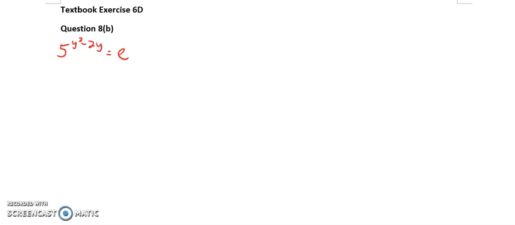Okay, in question 8, in fact question 8b, we have to solve it by taking log on both sides of an equation. So when do we take log on both sides of the equation? When do we do that?